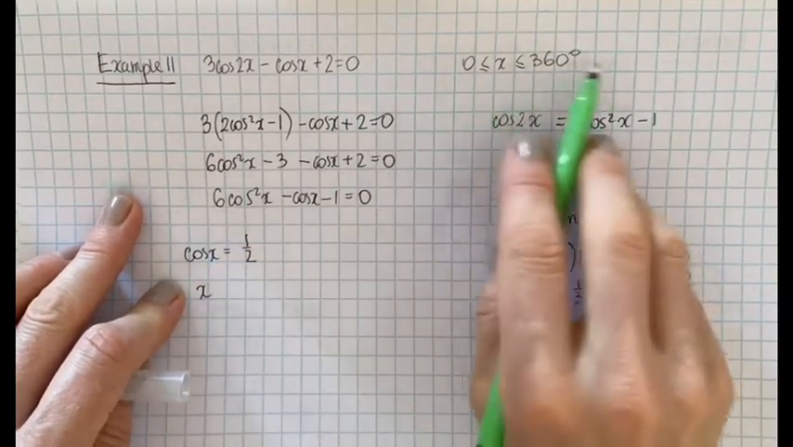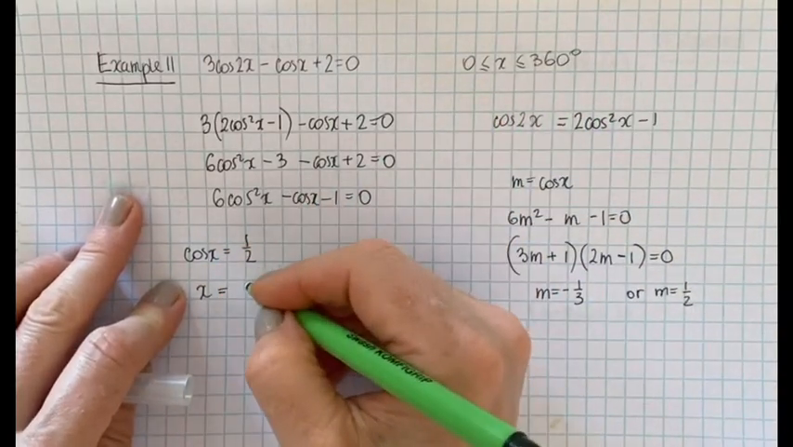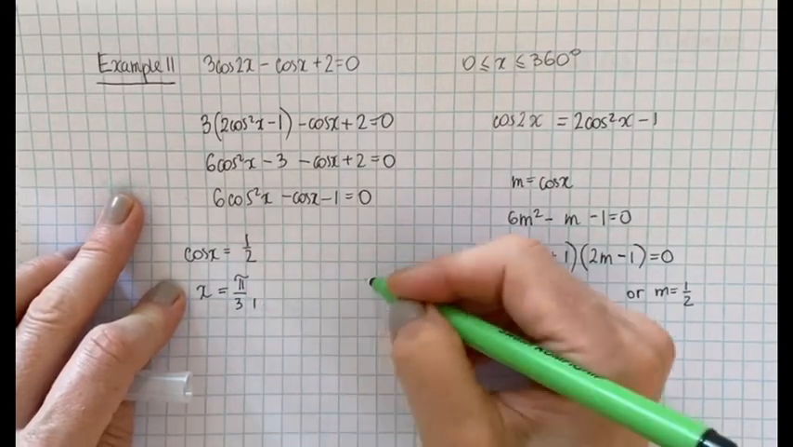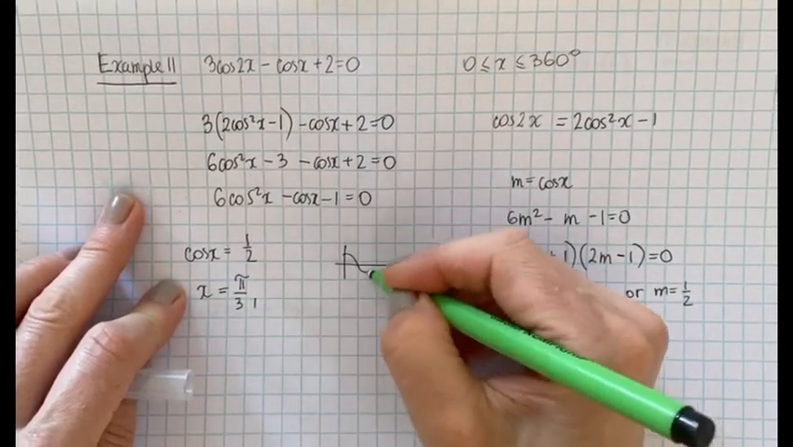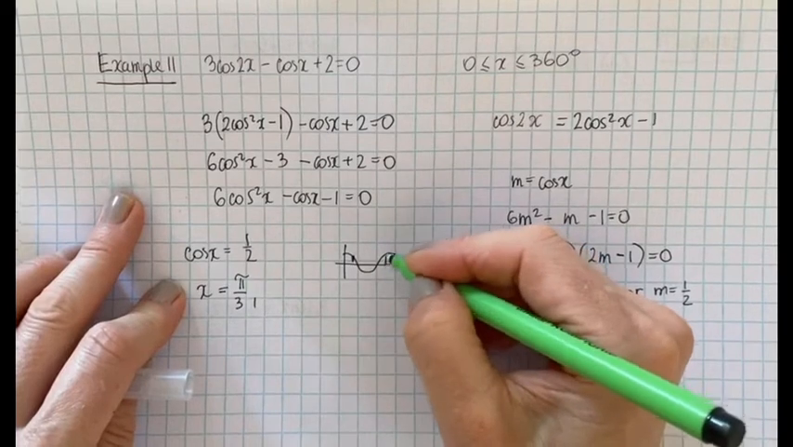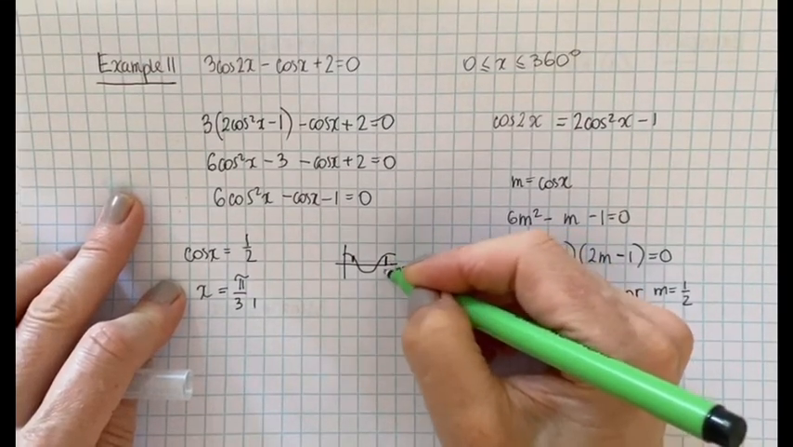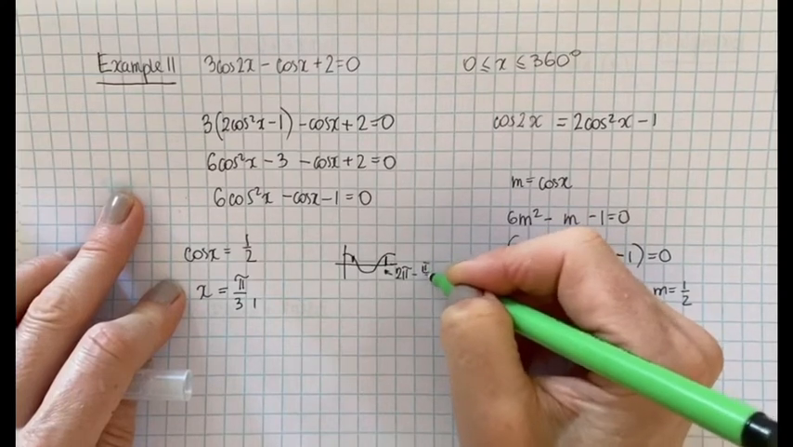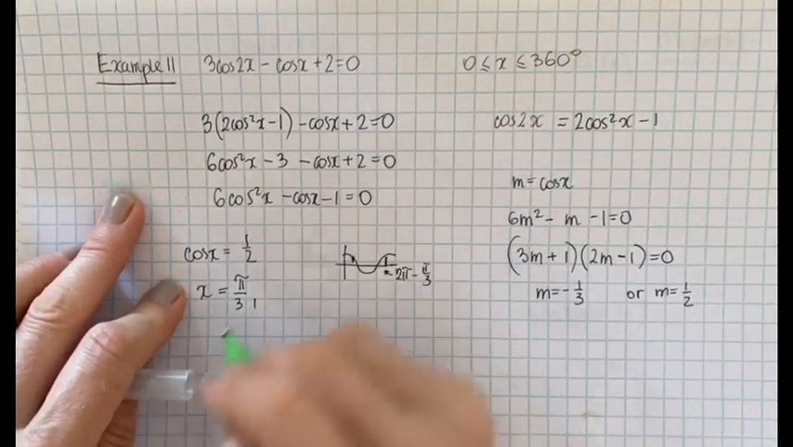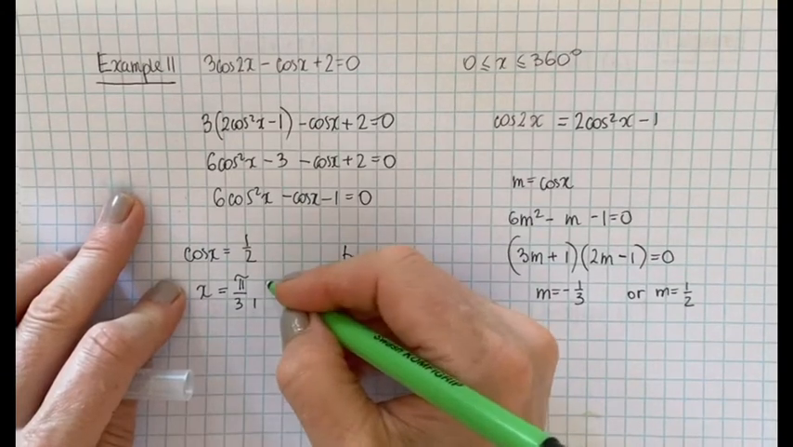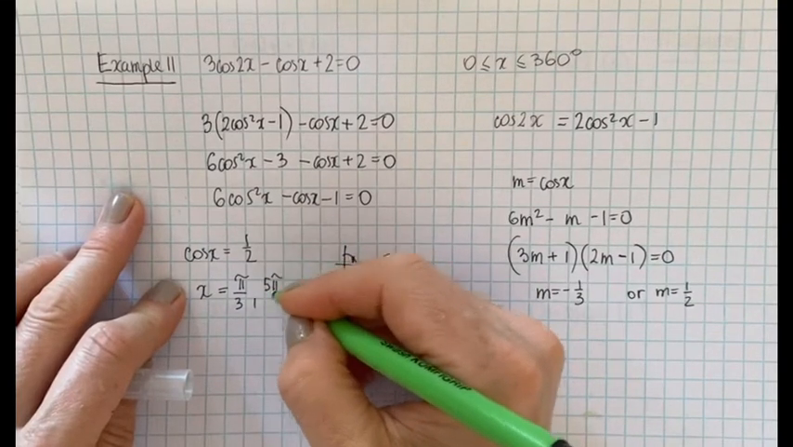That's from 0 to 360, cos inverse gives 60 degrees, so pi over 3. Remember, for cos, for the second solution, we always take it away from 360, which here is 2 pi. So it's going to be 2 pi minus pi over 3. So it's going to be 6 pi over 3, take away 1 is 5 pi over 3.